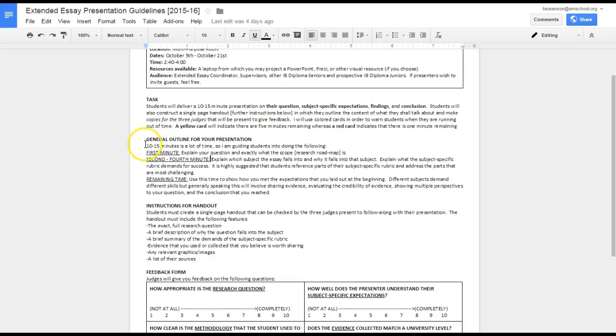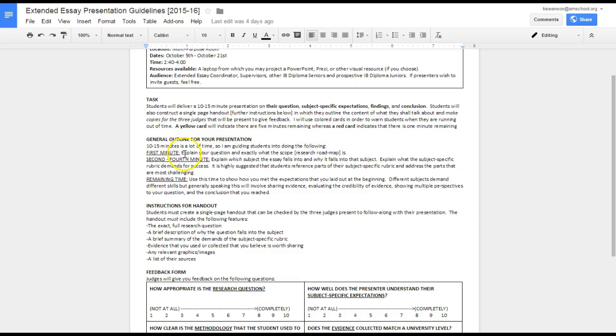So a good starting point is thinking, okay, if I'm going to be presenting for 10 to 15 minutes, how do I break that up? And here's a really helpful general outline of how students should think about breaking up their presentation. The first minute, and it might honestly take longer, it might even take 2 minutes, is explaining exactly what your question is, and what the scope of the question is, meaning how you're going to answer the question, the research roadmap.